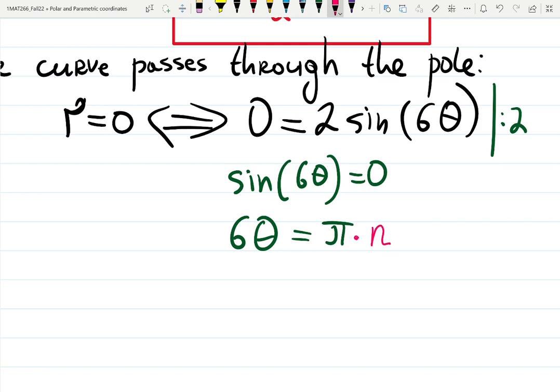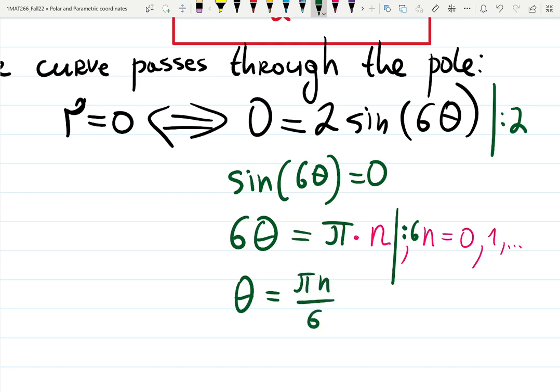Multiply by n, where n is the counter. Pi multiplied by 0 gives you sine of 0, which is 0. Pi multiplied by 1 gives you sine of pi, also 0, and so on. But we're looking for theta, not for 6 theta. So let's divide by 6. Theta is pi n over 6.